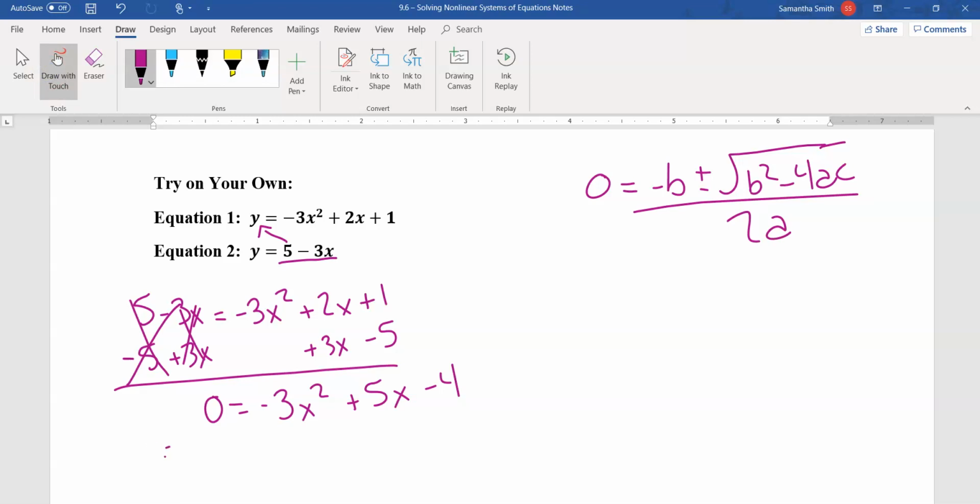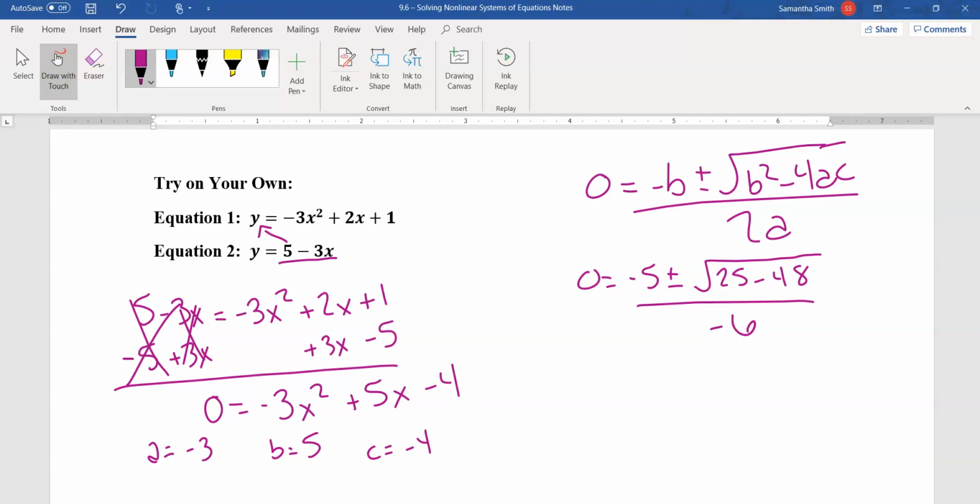Okay, I've got a equals -3, b equals 5, c equals -4. So 0 equals -5 plus or minus the square root of b squared, which is 25, minus 4 times -3, which is a positive 12. 12 times -4 is, what is that, -48? Let me just check, yes, so negative 48. I can already tell what my answer's going to be just based off that information. 2 times negative 3 is negative 6.